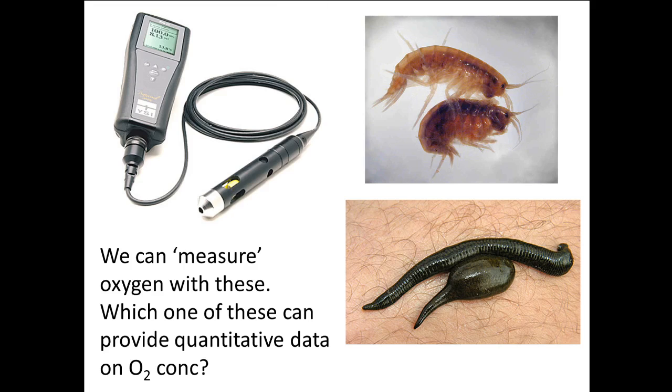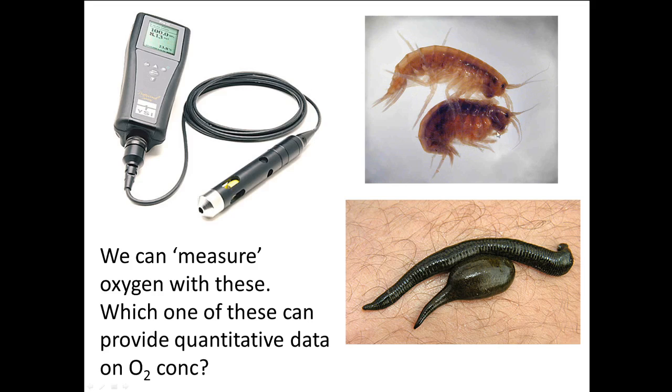We have an oxygen meter here, an oxygen probe. Any abiotic factor that you want, there's a probe and meter that you can buy, and this costs money. You chuck it into the water and you read off the oxygen concentration.